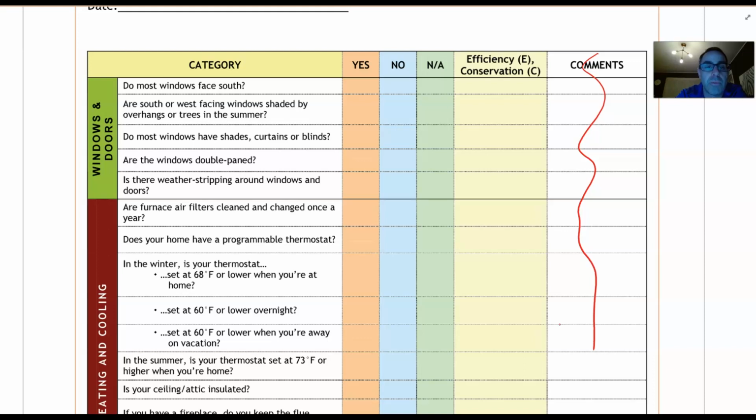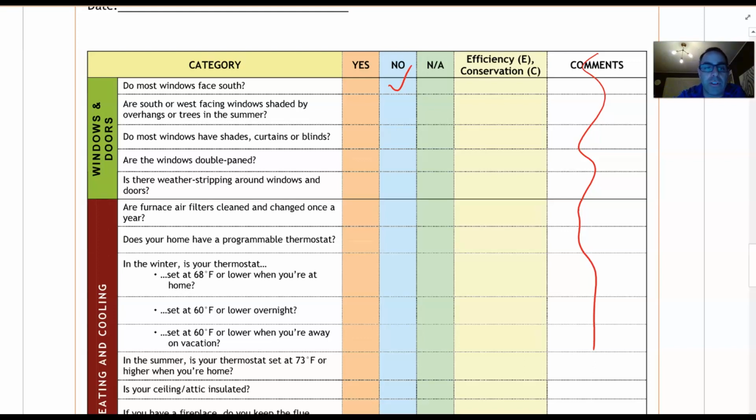So do most windows face south? Yes or no? If only a few of them face south, then it would be no. If say you have 20 windows and 10 of them face south, then you could say yes because half of them do. But if only a few of them do, then I would say no. Now you have to ask yourself, is that energy efficiency or conservation? So is that a behavior that you're doing to reduce energy use, or is it something that's a device that's built in that's more efficient?